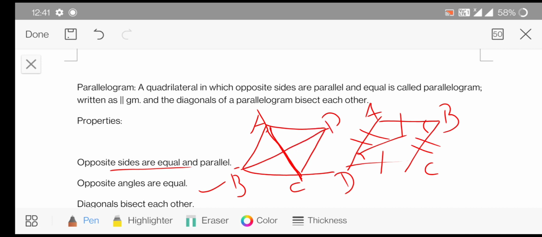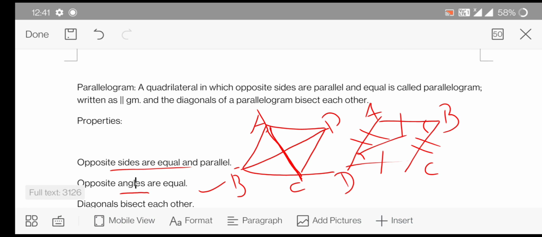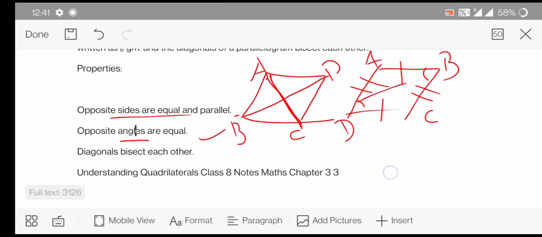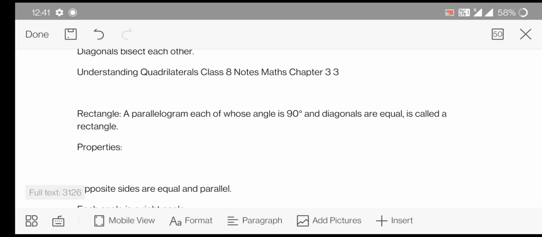Okay. So diagonals bisect each other. Bisect means bi means two and sect means part. That means diagonals bisect each other, they will make two equal parts. So diagonals bisect each other. These are the properties of a parallelogram. Let's move to the next shape, that is the rectangle.